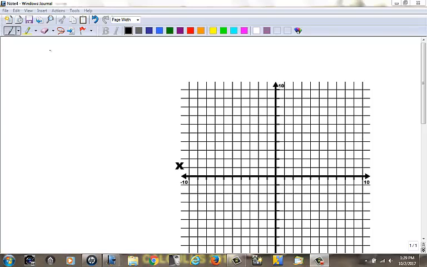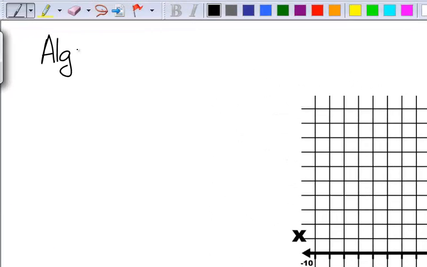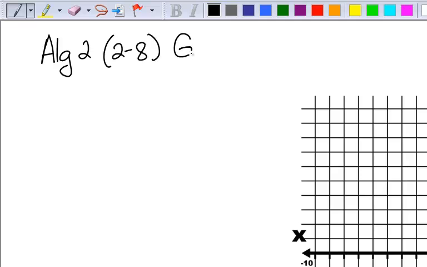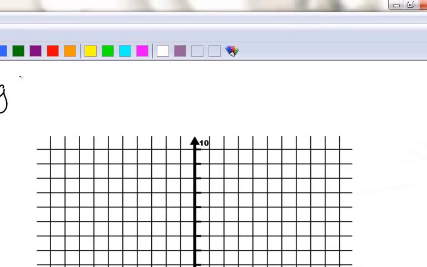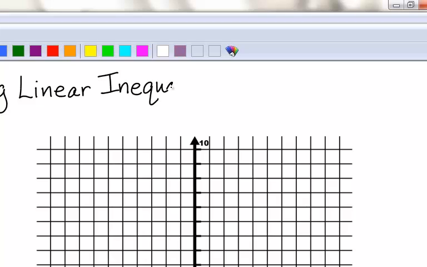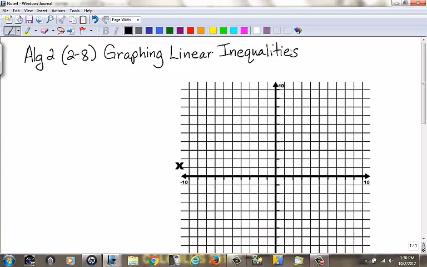Okay, this is for section 2.8, and I'm actually changing the title and we're not covering it all. We're just going to do graphing linear inequalities. I'm not that worried about absolute value inequalities, so we're going to do graphing linear inequalities.